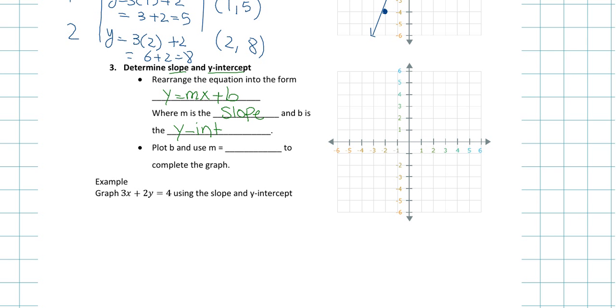Now, how do you plot a line like this? First thing you're going to have to look at is the y-intercept. You're going to plot the y-intercept, and then you're going to use the slope, which is rise over run. How many of you remember this? That the slope is rise over run to complete the graph. So we're going to look at this method, and what rise over run means.